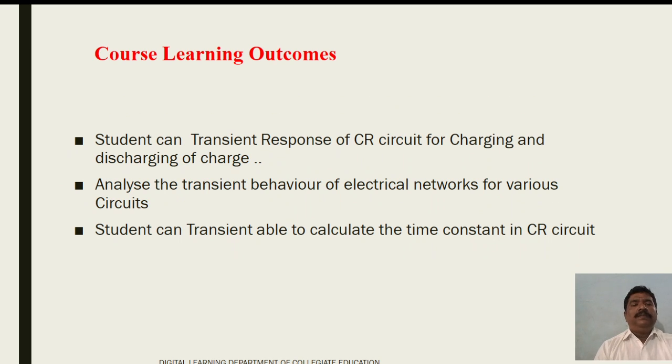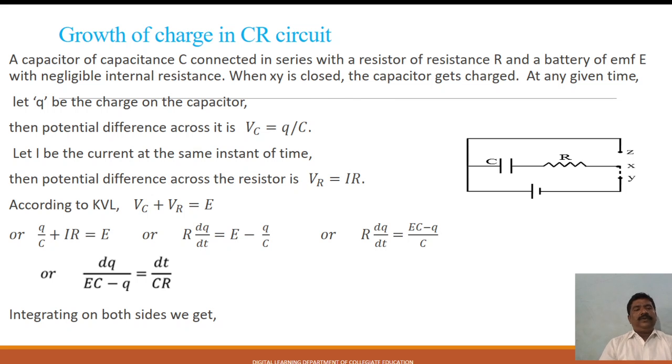So the main outcomes of this chapter are that students can understand the transient response of a CR circuit for charging and discharging of a capacitor, and also the transient behavior of electrical networks for various circuits, and we will be able to find the time constant in a CR circuit. So let me explain the concept of the CR circuit.